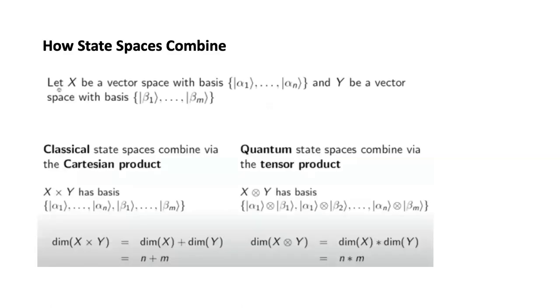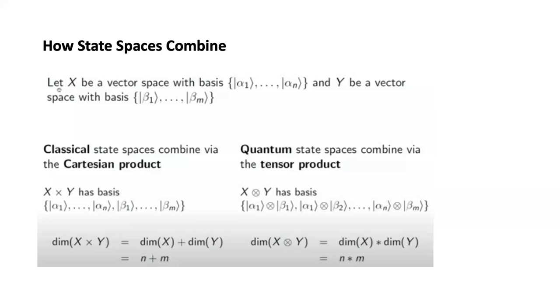All right, so the next question that somebody may ask, and this will be the topic of subsequent lectures, is how state spaces combine. Let's say that I have two vector spaces, the vector space X with basis alpha 1, alpha 2, up to alpha n. This is an n-dimensional space because the number of elements of the basis is n. Then we have another vector space Y, and this vector space is an m-dimensional vector space because the number of elements of the basis is m.